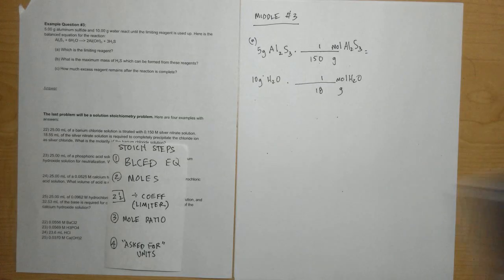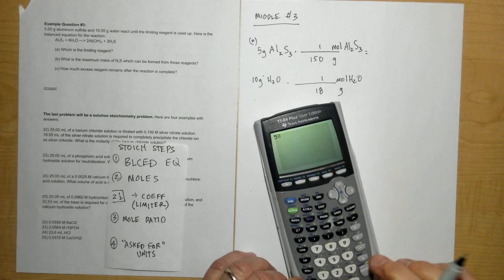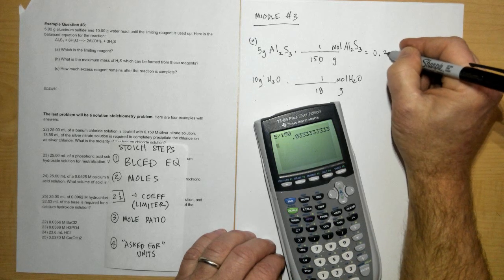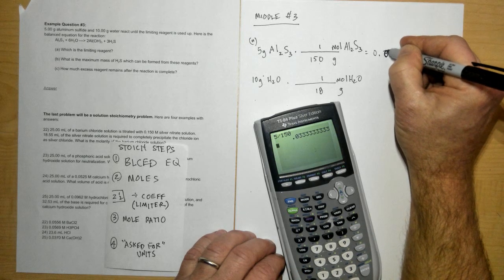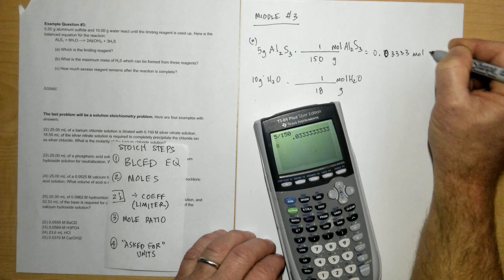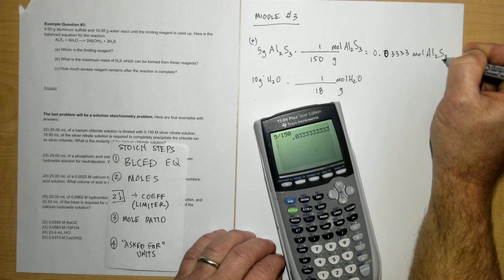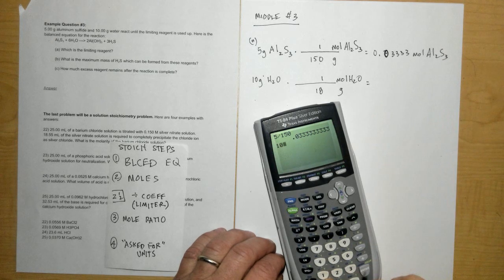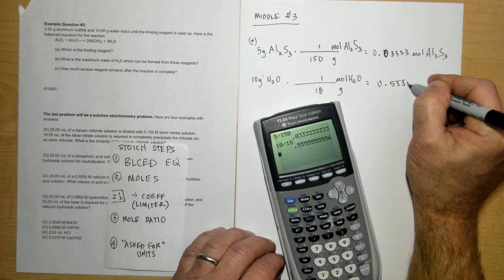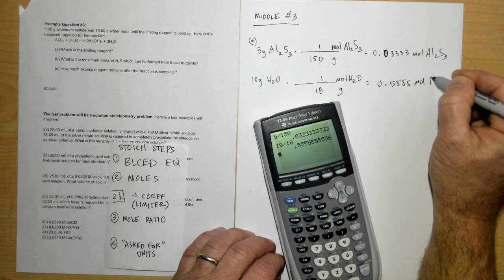Okay, let's do this math on the calculator. 5 divided by 150, I get 0.3333 moles repeating of the Al2S3. And then for the water, 10 divided by 18 is 0.5555 moles repeating.